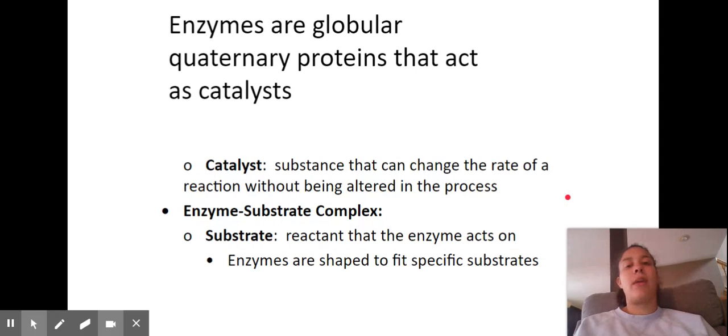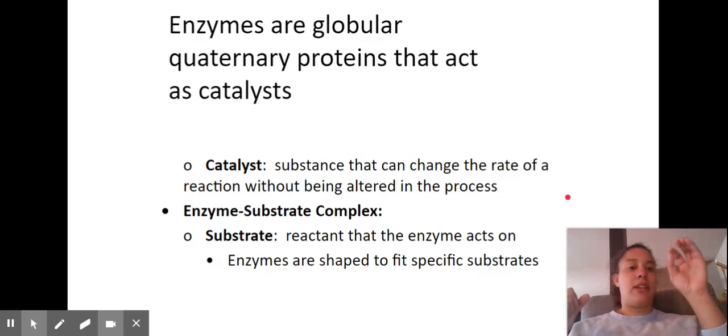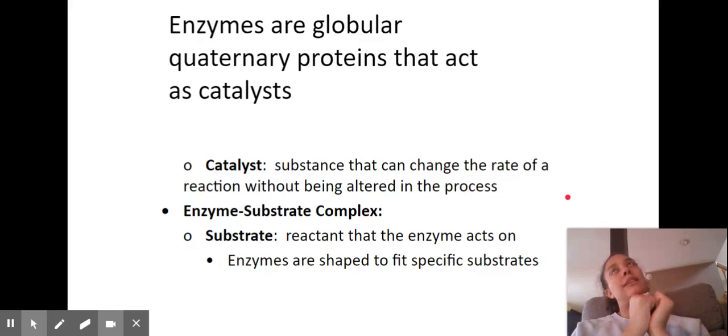So anytime an enzyme is functioning, it's going to find its substrate or it's going to find its reaction and they're going to mix and link together. And that moment when they're linked together is called an enzyme substrate complex.